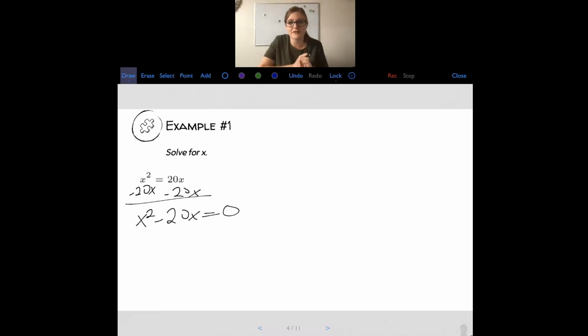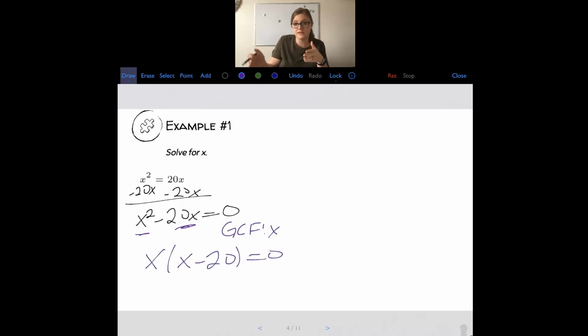The first thing we look for when we're factoring is a greatest common factor. So that's what we're going to do here. If we look at x squared and 20x, our greatest common factor is x. Okay, so we're going to take that out, and we're left with x minus 20. Okay, and to prove that to yourself, you can distribute the x to see that you get x squared minus 20x.